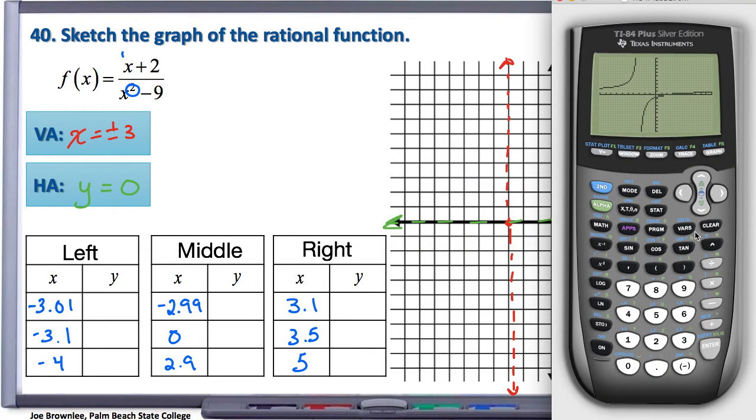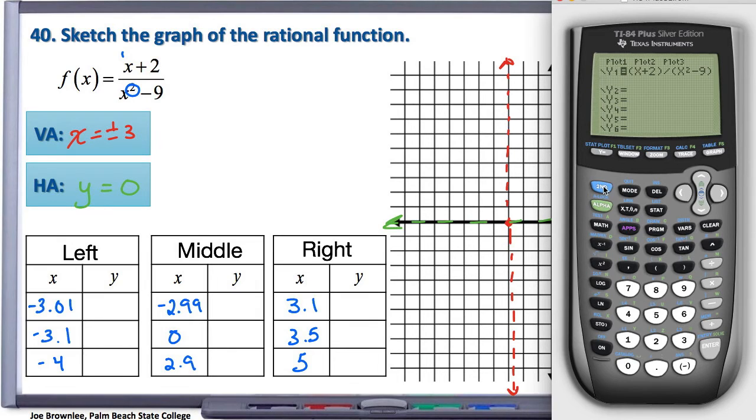All right, so we pull up our calculator. We're gonna go to our Y equals screen. Let's input our function. In this case, make sure you use parentheses: (X plus 2) divided by (X squared minus 9), close parentheses.